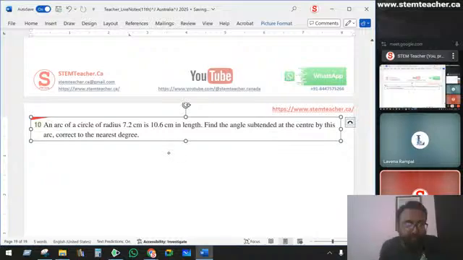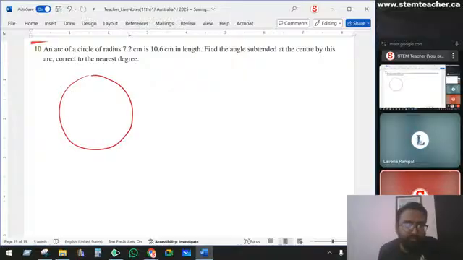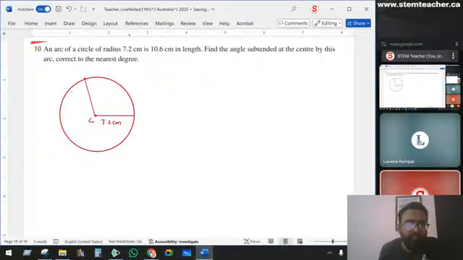So here the question is very clear. Arc of a circle of radius. So this is a circle we have to consider, and this is the center. This is the radius, and it is 7.2 centimeters. The arc length has been given, so we have to take some arc. This is the angle theta at the center, and the arc is 10.6 centimeters. Find the angle subtended by that arc at the center, which means he is asking for this theta.